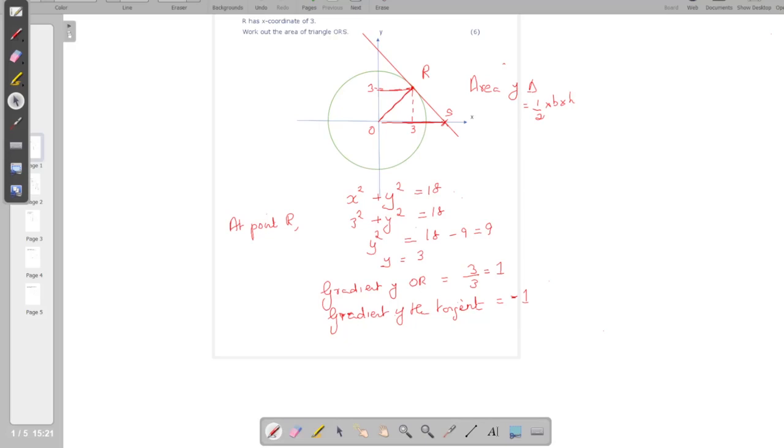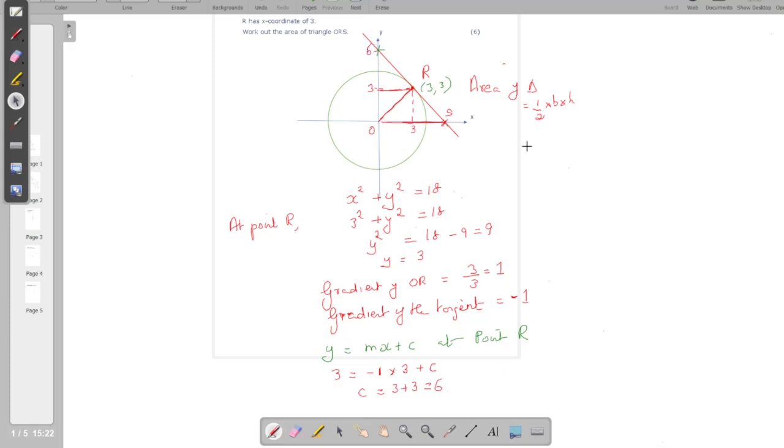Now we know the gradient, so at point R, because we have got both the coordinates for point R, 3 and 3, we can find the y-intercept, which will help us to find the x coordinate at S. So we're going to use y is equal to mx plus c at point R. So y is 3, m is minus 1, x is 3 plus c. Therefore, c is 3 plus 3, which is 6. So we worked out this is 6.